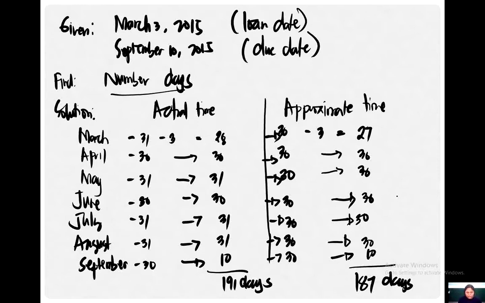So you see the difference if we use the actual time and the approximate time. The actual time looks accurate, while on the other side, with the approximate time, we're just estimating. So the number of days from March 3 to September 10, using the actual time, we have 191 days. While using approximate time, we have 187 days.